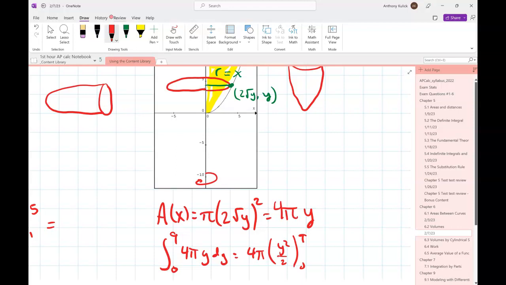Because the shape of the cross section has been a circle, they are typically much easier than the washers. We'll do a washer here in a second. But before we do that, let's give you guys a chance to do one of these on your own.